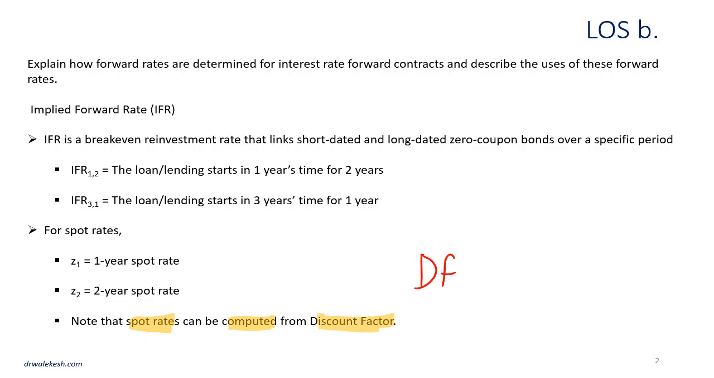So discount factor i is equal to 1 over 1 plus the spot rate raised to power i. So if we are dealing with 2 year spot rates, then this will be raised to power 2. If we are dealing with 3 year spot rates, then this will be raised to power 3.